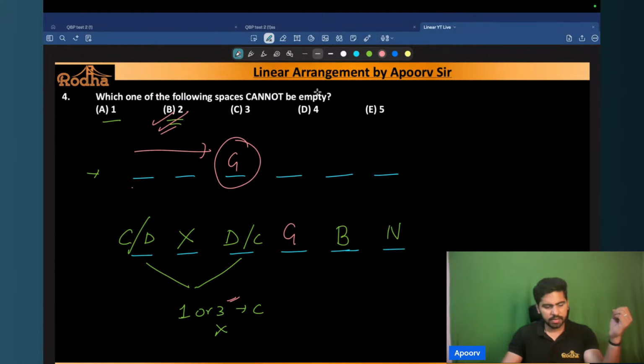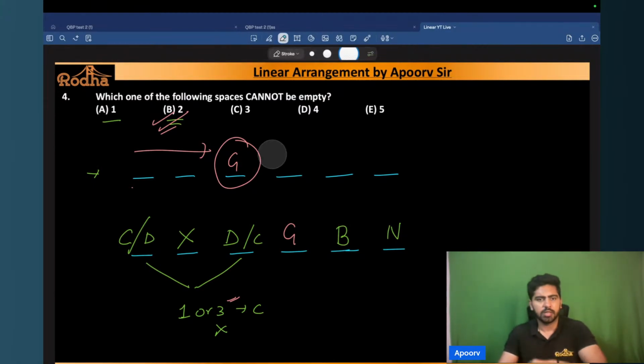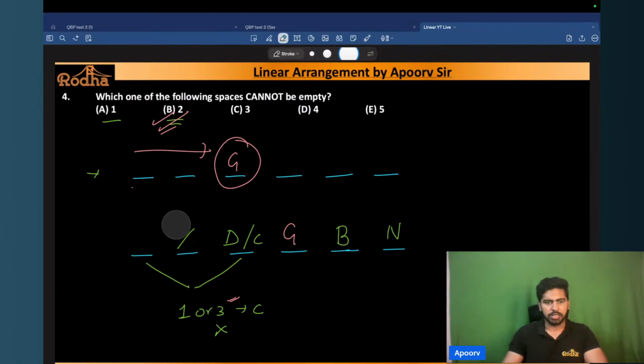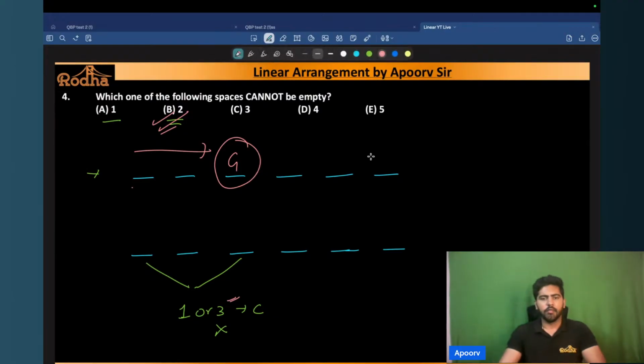Yes. Shall I check option E for you guys? D is the right answer. Let's check option E as well. Okay. So 5 cannot be empty. Let's see. What if I make space number 5 empty here? So I can have my combinations. I can put B and N here. I can put C here. I can put D here. That is possible. 5 can be empty.